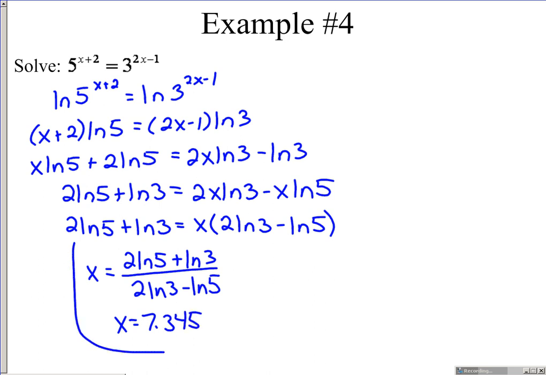Both exact solution and decimal approximation.